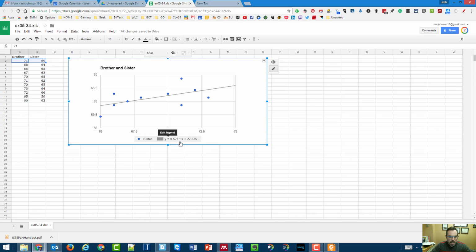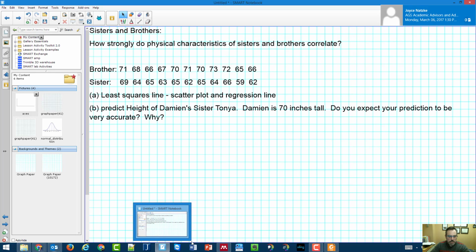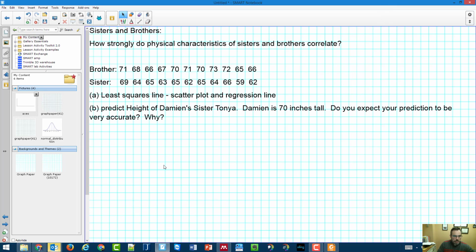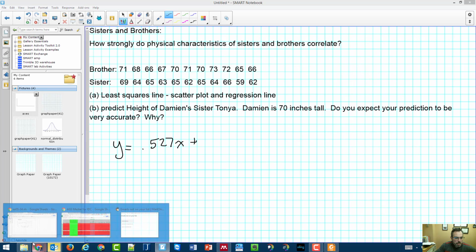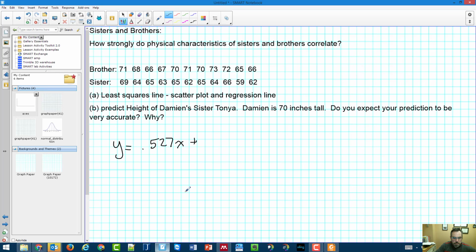So 0.527x plus 27, and let's actually copy this if it will let me. See if it lets me. No, it doesn't look like it's going to. So my equation was, let's see if I can remember it, y equals 0.527x plus, and I'll drag it over so I can look at it while I'm writing it, plus 27.635.